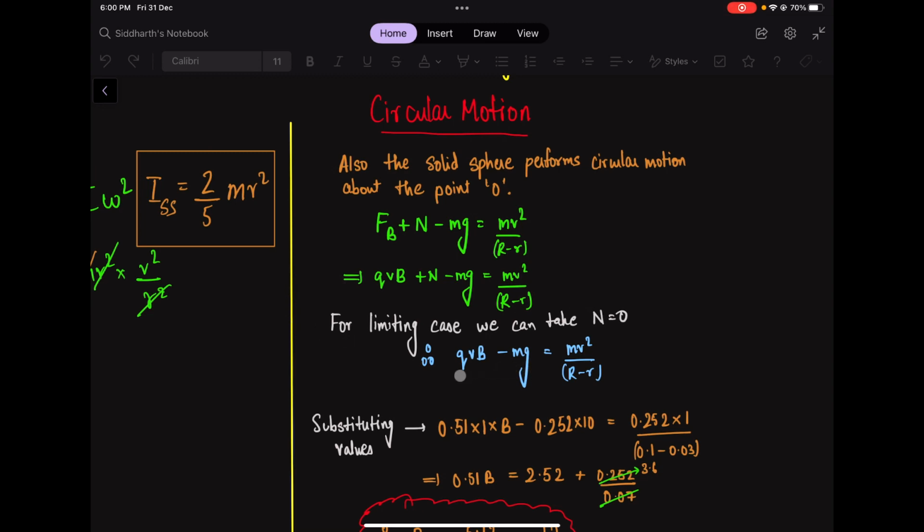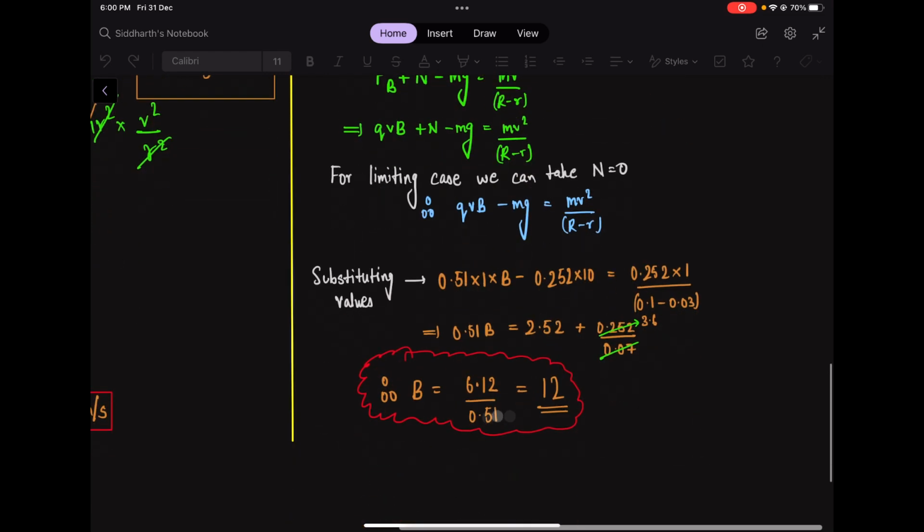So this is all the calculation. After calculation, we get B is 12 Tesla. So this is the answer. I hope that you too have got this. Thank you.